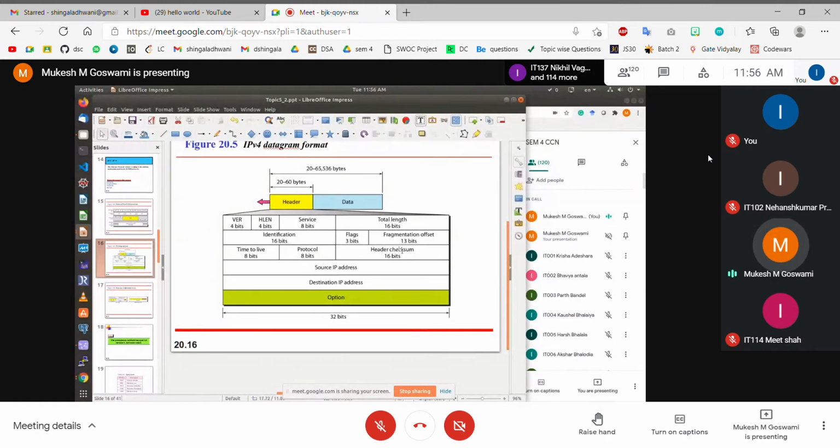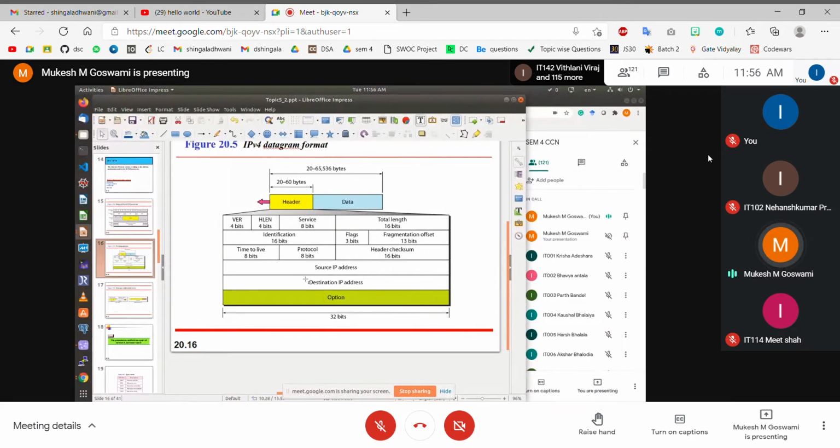Then you have the 16-bit header checksum, which is used to indicate whether the information presented in the header is accurate and correct, right? It does not contain any bit error, right? And then we have the 32-bit source IP address, and then the 32-bit destination IP address.